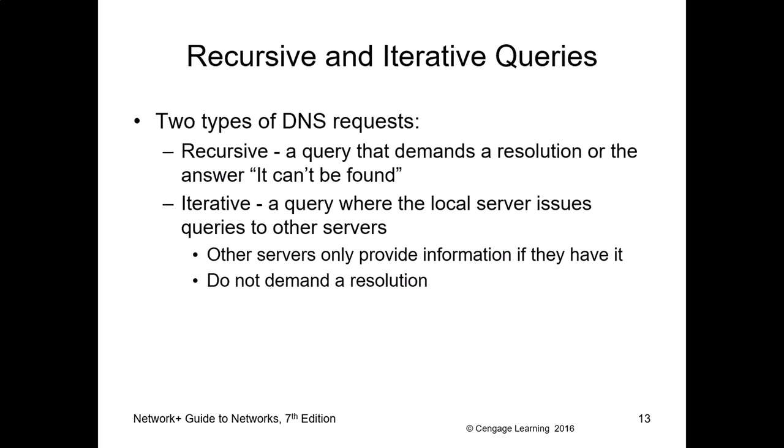There are two ways of the DNS request. There's recursive, a query that demands the resolution or the answer, otherwise it cannot be found. Or there's iterative, which means the local server issues a query to all other servers. All right, if this doesn't work, is there any other server that can find a name for me? And this is typically what happens. So please write those two down, the two DNS requests, recursive or iterative.